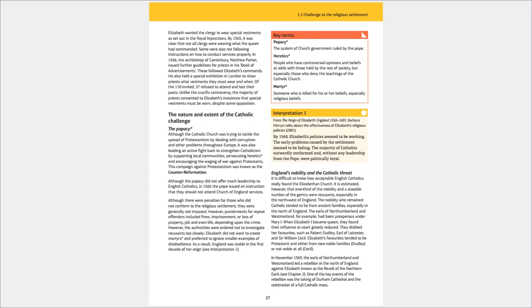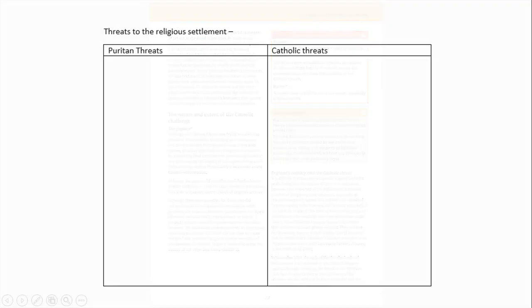You'll see in your lesson notes booklet, once you've read the two excerpts from the textbook, that in order to help you organise your notes on the Puritan threat and the Catholic threat to the settlement, there is a little table for you to fill in, which has the Puritan threat on the left-hand side, and the Catholic threat on the right-hand side. And in a moment, you're going to pause this, and fill in that table using the two excerpts from the textbook, and then we'll come back and think about which of the threats was the biggest.